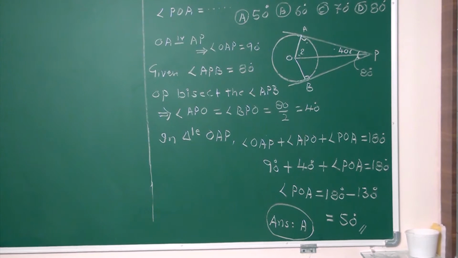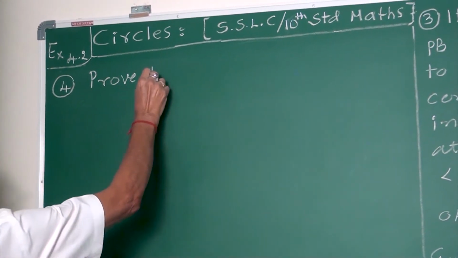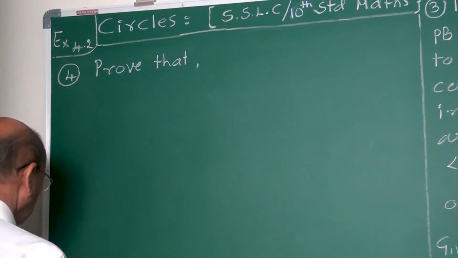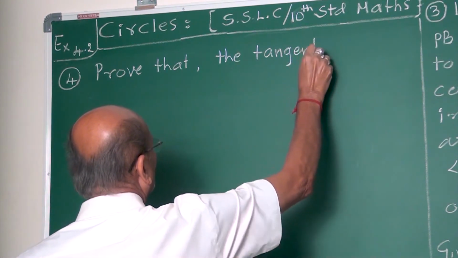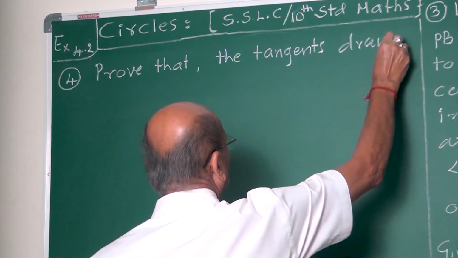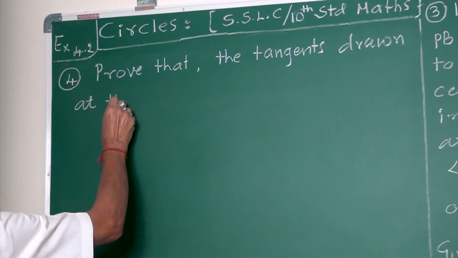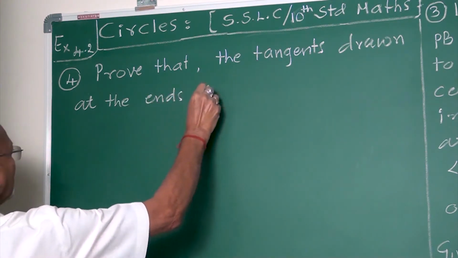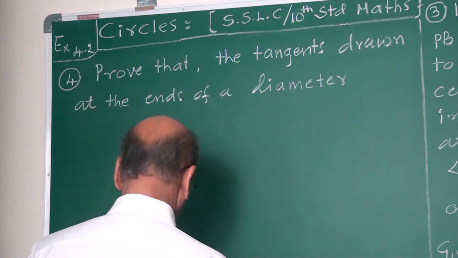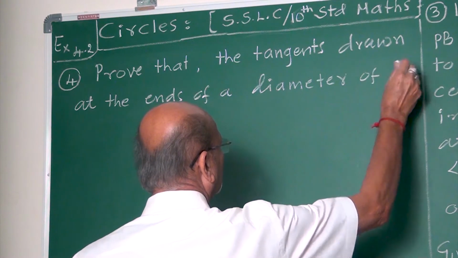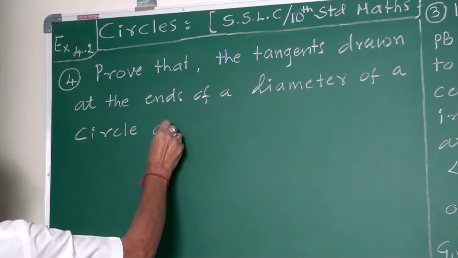Next, this is example number 4. Prove that the tangents drawn at the ends of a diameter of a circle are parallel.